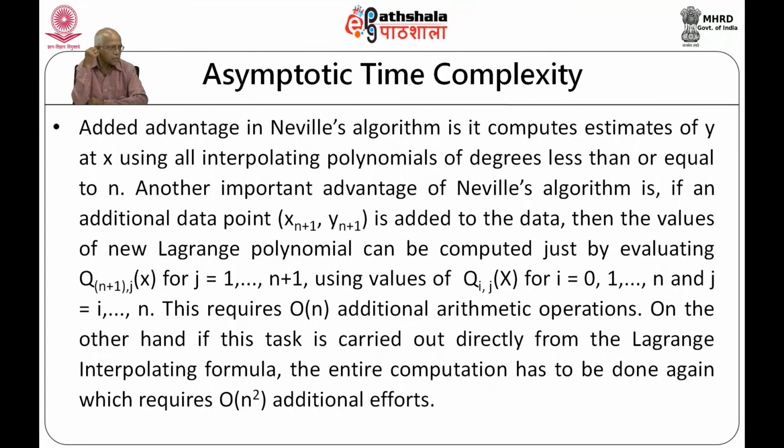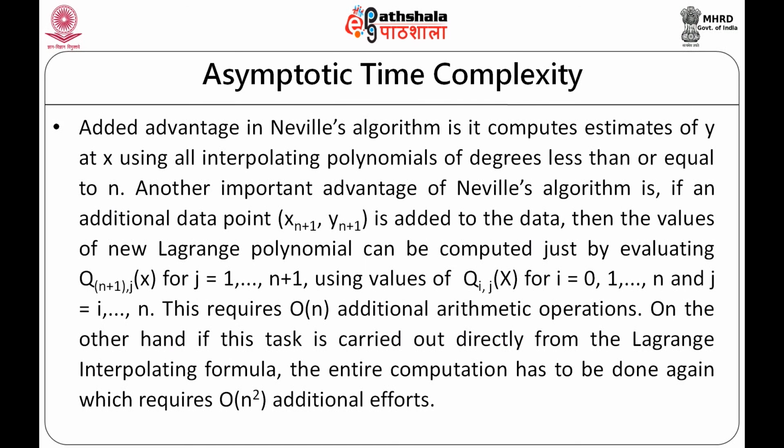So, another advantage is like this: if an additional data point x n plus 1 and y n plus 1 is added to the data set, then the values of the new Lagrange polynomial can be computed just by evaluating q n plus 1 comma j of x for j equal to 1, 2, 3 up to n plus 1, using values q i j of x for i equal to 0, 1, 2, 3 up to n and j. On the other hand, in the Lagrange interpolating polynomial we will probably have to do more work. This is another advantage here.